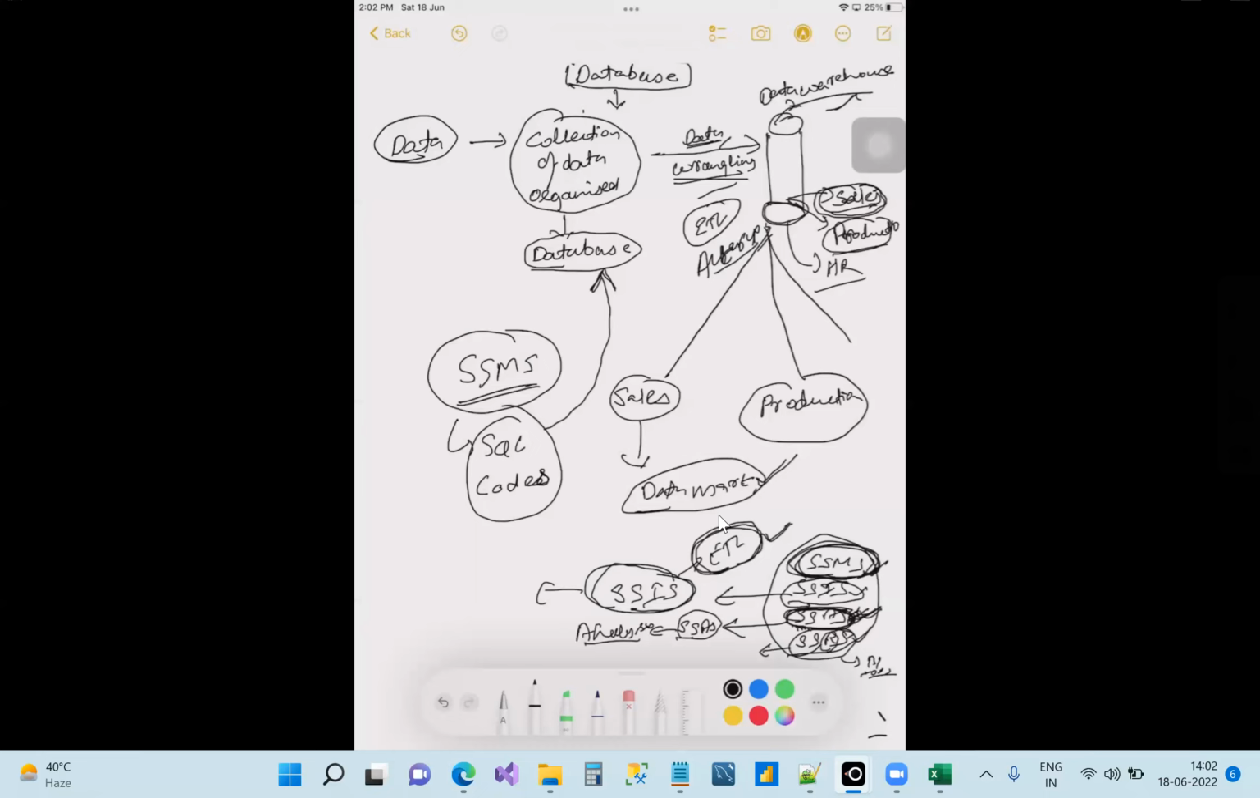Sir, SSRS is another app? Yeah, software. All of these are related to Microsoft. When you learn Microsoft BI, MSBI, that's a totally different topic. When you do MSBI, you'll be learning these together. So for SQL, we are using this. Anyone else has any doubt till now?